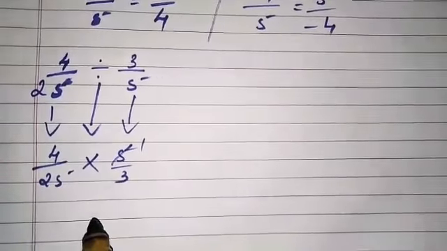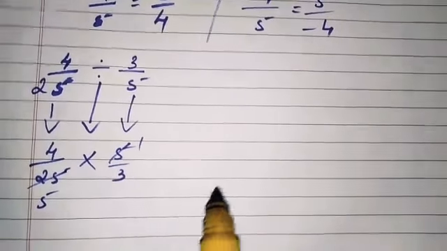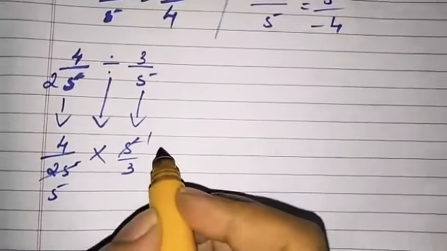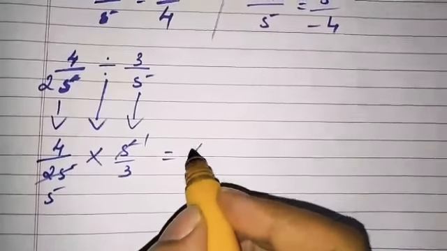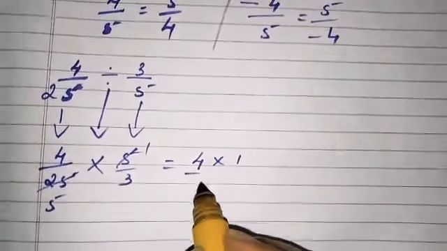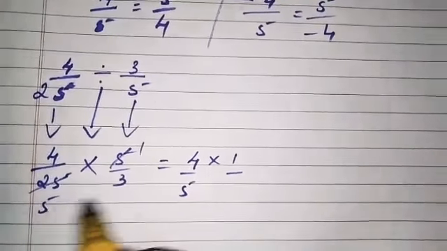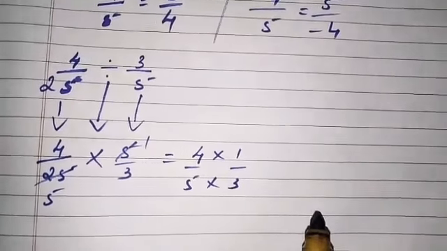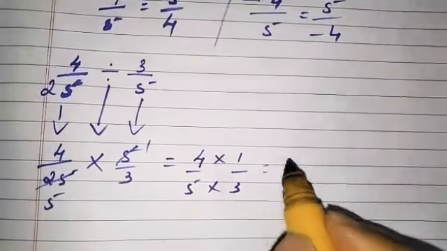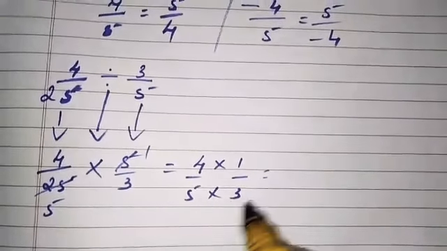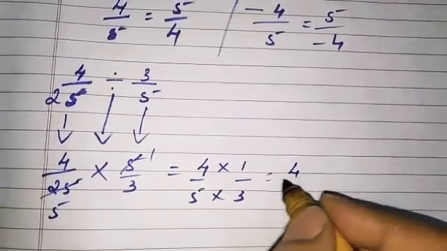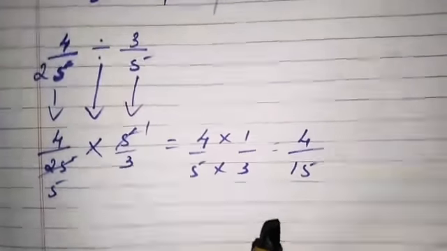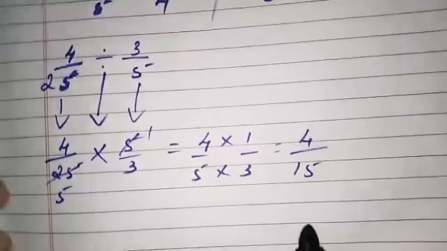5 times 1 is 5 and 5 times 5 is 25. So we have the common divisor 5, which divides 5 and 25. And now what we get is 4 into 1, and 5 into 3. Now this is what is left. Further we cannot divide this. So let's multiply the numerator with the numerator, denominator with the denominator. 4 times 1 is 4 and 5 times 3 is 15. Now this is the answer. Wasn't that easy? Let's do another sum now.